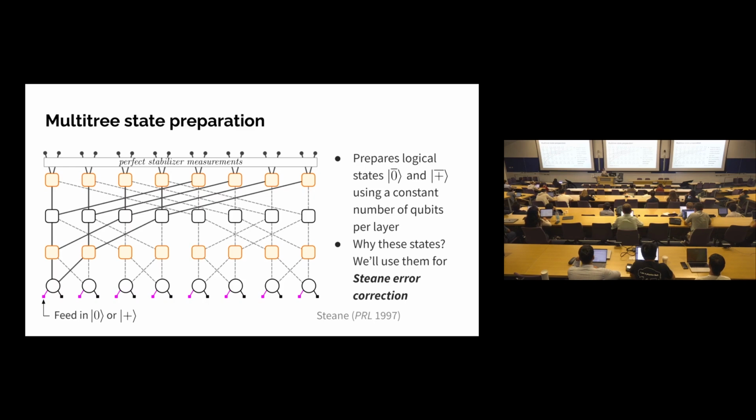Why do we particularly want to prepare these logical states? Because we're going to use them later for doing Steane error correction. In particular, if you wanted to prepare a logical 0 state, then for each of these magenta legs, you would feed in a 0 there. And then in the very last layer, you're allowed to do perfect stabilizer measurements, just because we're analyzing the performance of this fault-tolerant gadget in isolation.